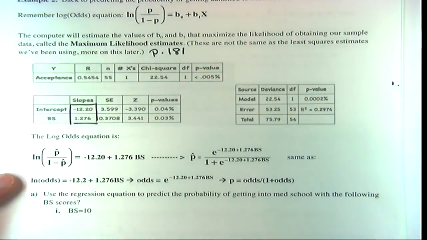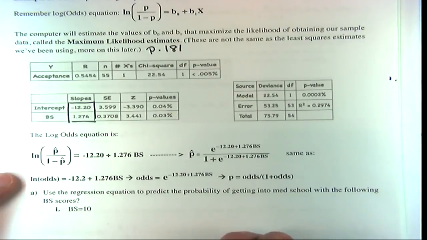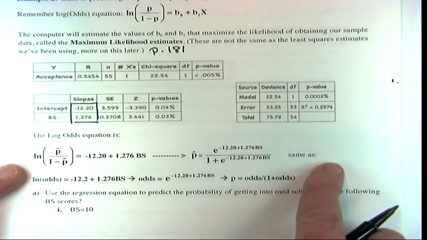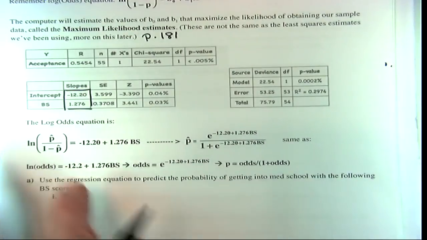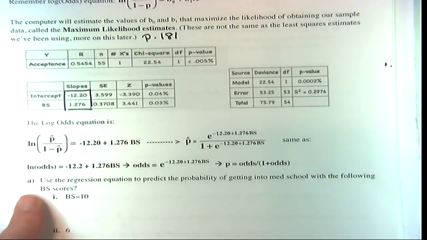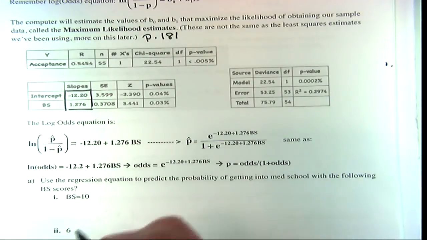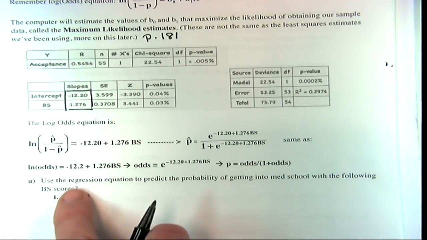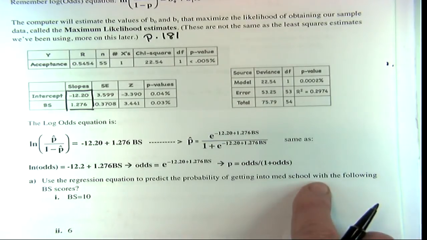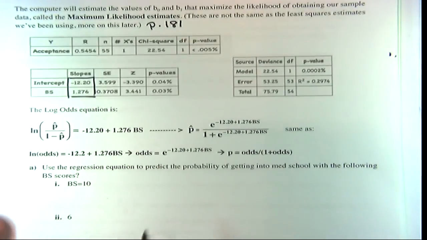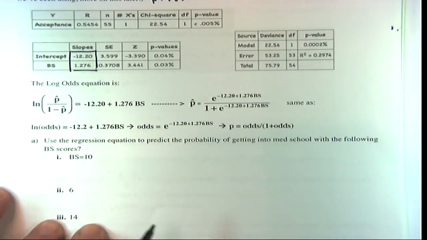So this is in the log odds, and so let's translate and get what that gives us as a probability for getting into med school. All right, so we're just going to work back and forth here, go from the log odds to the probability, like that. Okay, so we can do that, and then we can use these regression estimates equation to predict the probability of getting to med school for these 3 scores that we looked at before.